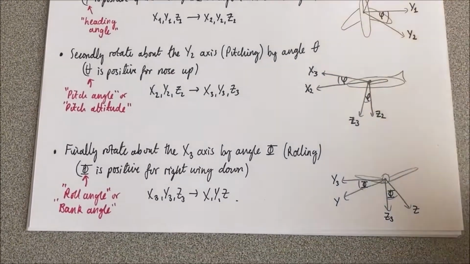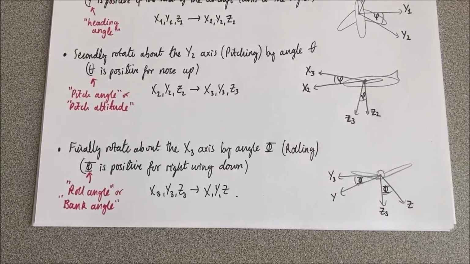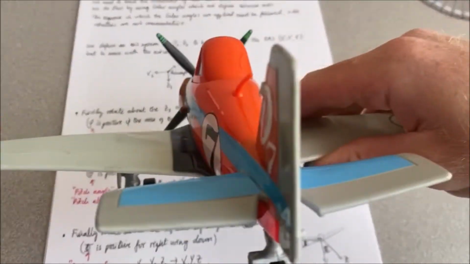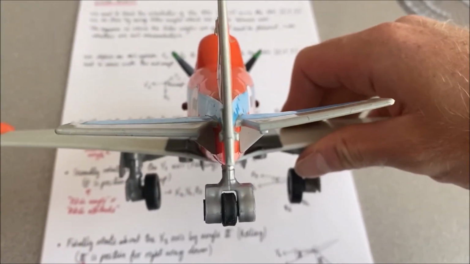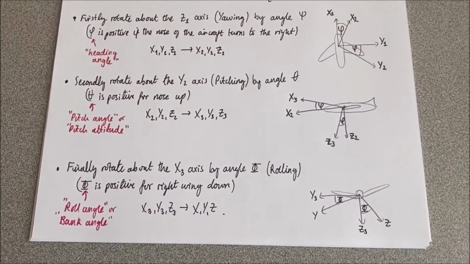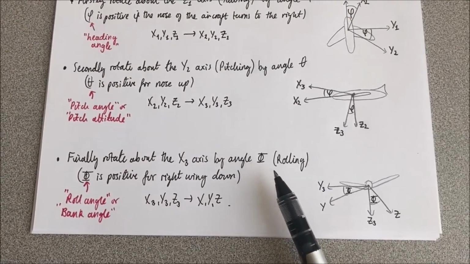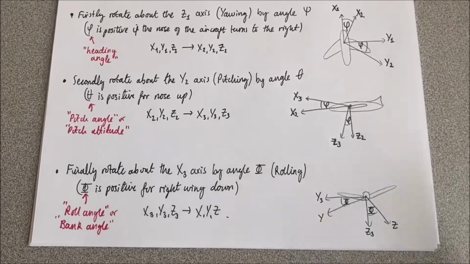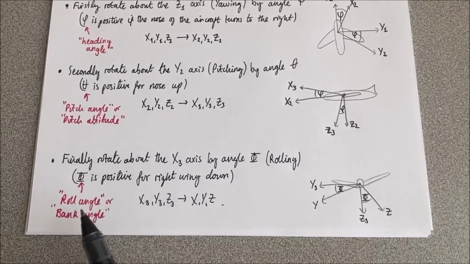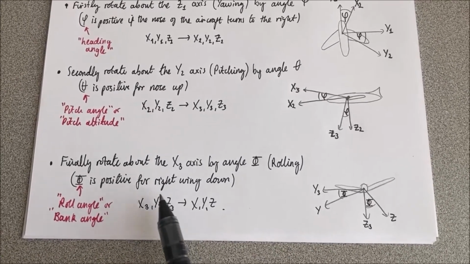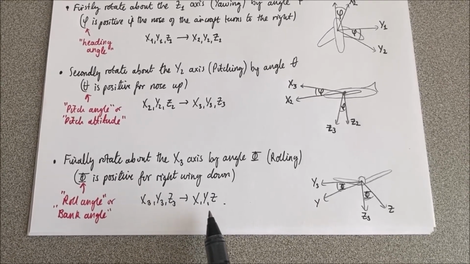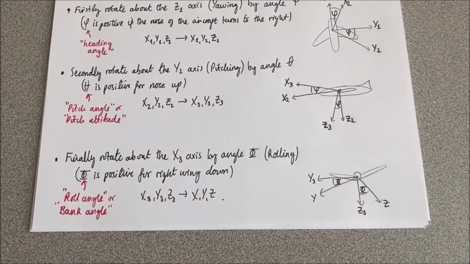And the final rotation that we have to apply is about the x3 axis. So remember, the x-axis is out the nose. So if we rotate about the x-axis, we're rolling. So we rotate by this angle phi, and that gives us our roll angle or bank angle, and that finally transforms our third intermediate coordinate system x3, y3, z3 into our body axis reference system x, y, z.